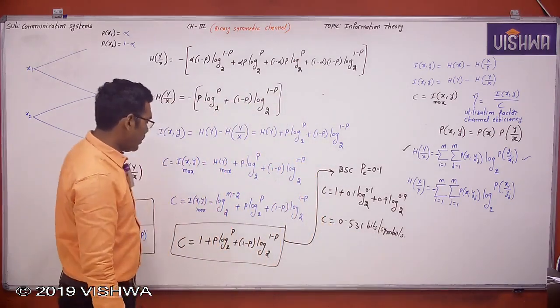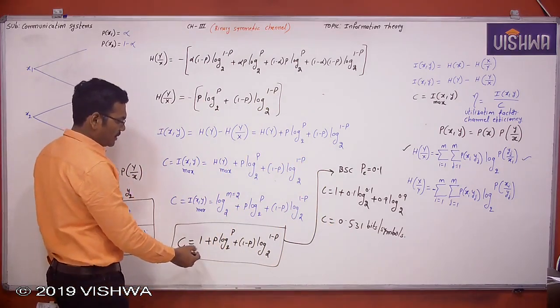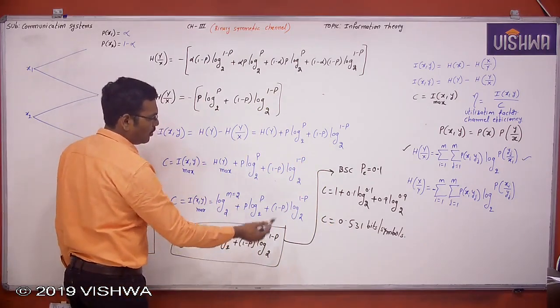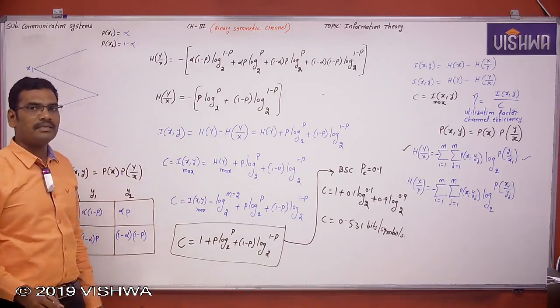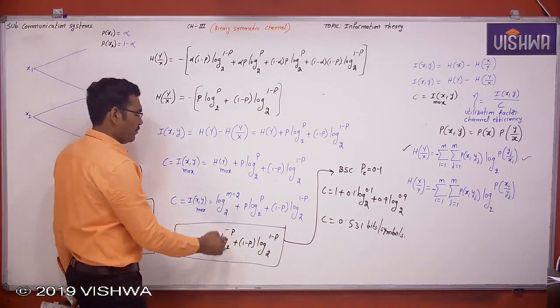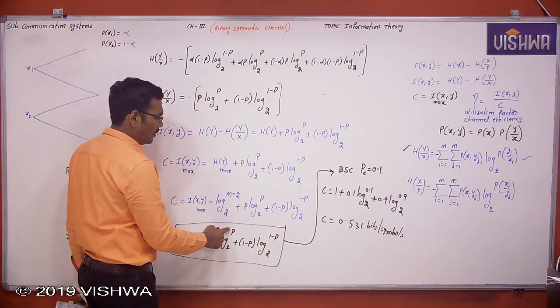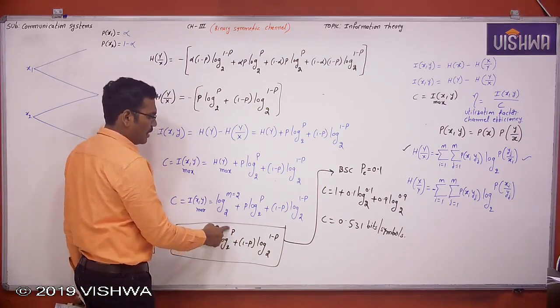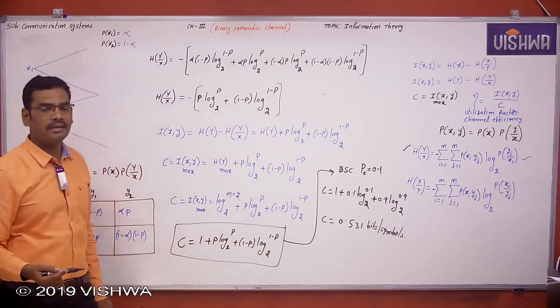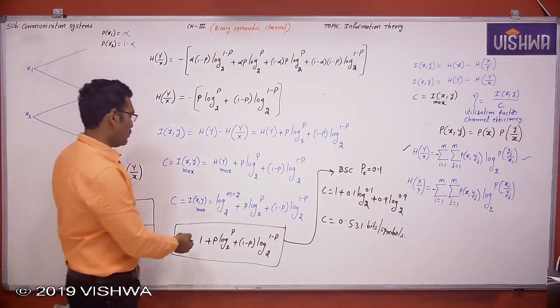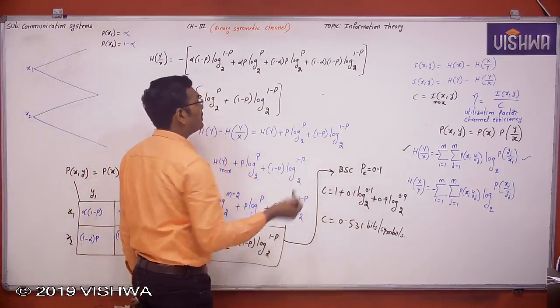So you can also observe that the channel capacity depends upon the error probability. The channel capacity depends upon the probability of error. Yes, when the error probability is more, unnecessary bits or redundant bits are also transmitted, so the capacity decreases. Okay, now this is the channel capacity of a binary symmetric channel.